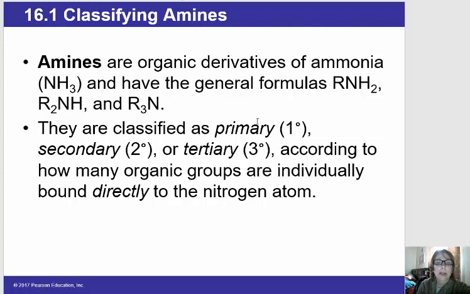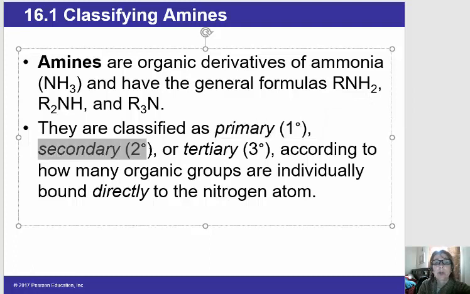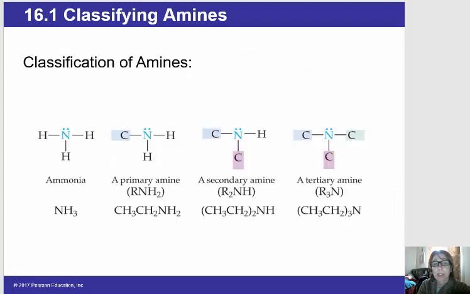group. And we classify amines according to the number of carbon-containing groups that are bonded to that nitrogen. So primary amines have one carbon-containing group bonded to them and two hydrogen. Secondary amines have two carbon-containing groups bonded to that nitrogen and one hydrogen. And then tertiary amines have three carbon-containing groups directly bonded to that nitrogen and no hydrogen directly bonded to the nitrogen.